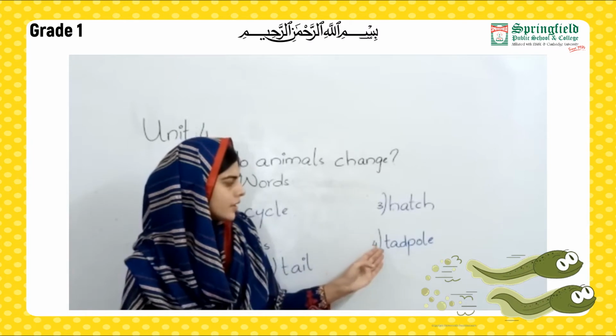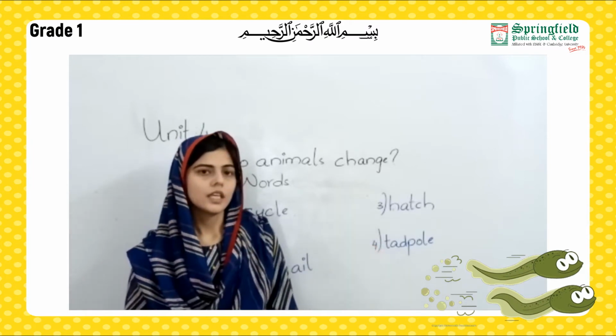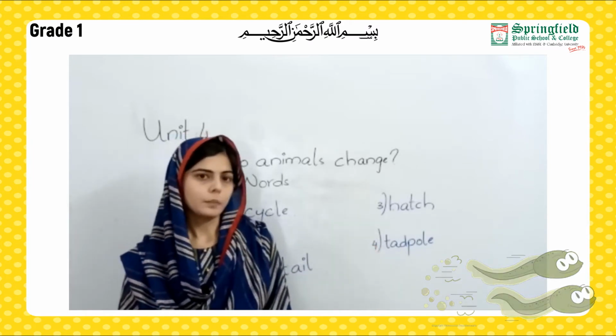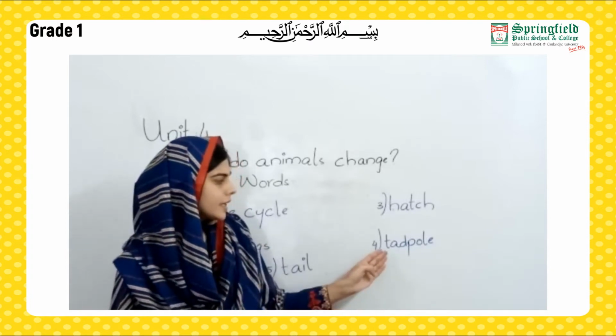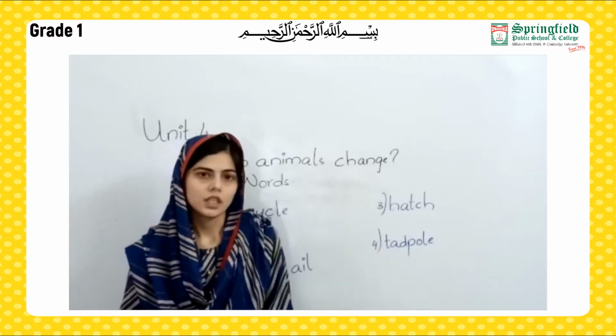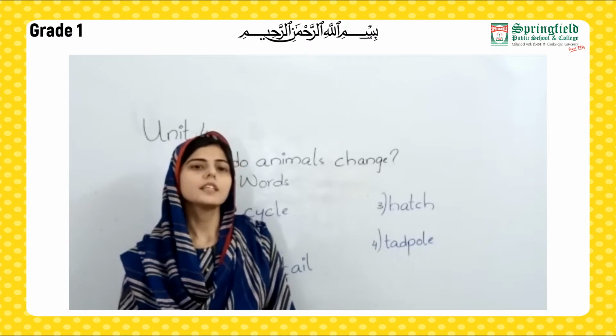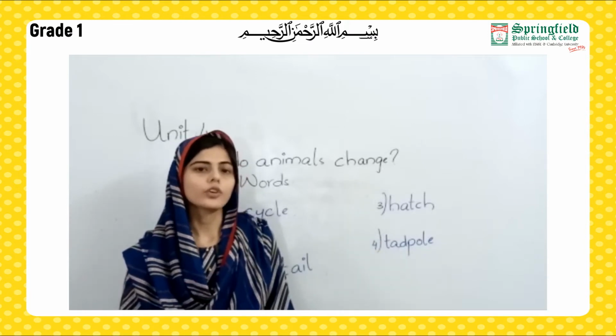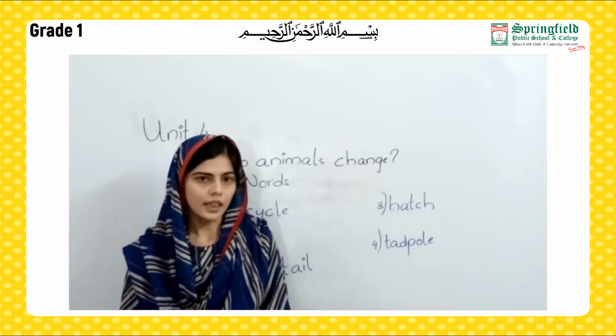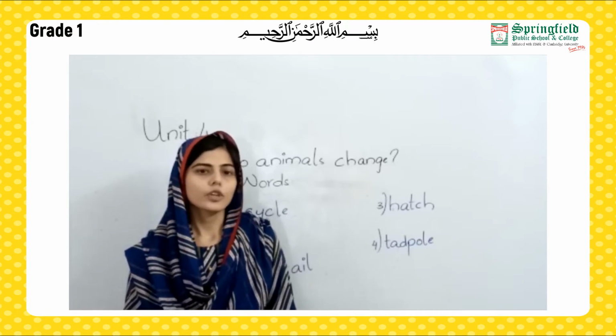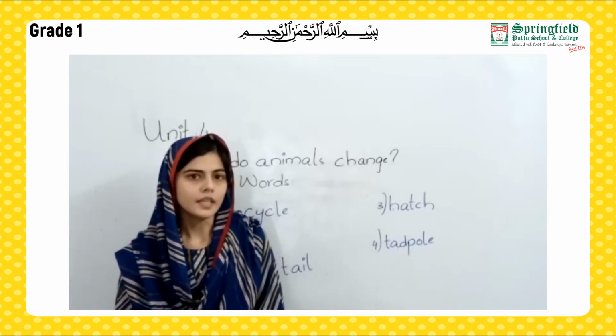Next word, tadpole. Tadpole. Repeat after me. Tadpole is basically the frog larvae that has got round body and a very long tail. I saw tadpole swimming in the aquarium.